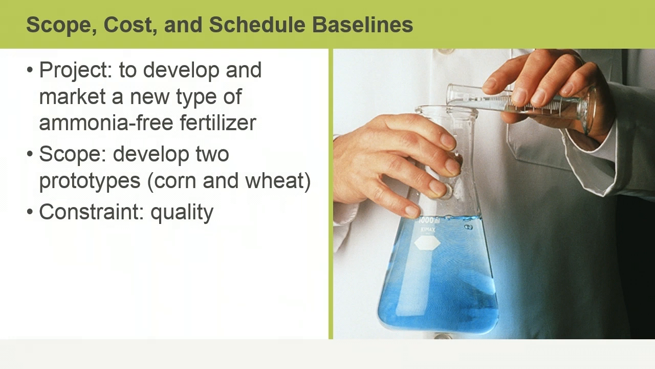Margaret is managing a project that's part of a larger program to develop and market a new type of ammonia-free fertilizer. This new fertilizer will increase corn and wheat crop yields while minimizing health risks to humans and animals. The scope of the project includes developing two separate designs and prototype samples, one tailored for corn and the other for wheat. The project's highest constraint is quality. If government-regulated quality standards aren't adhered to, the products won't be approved.